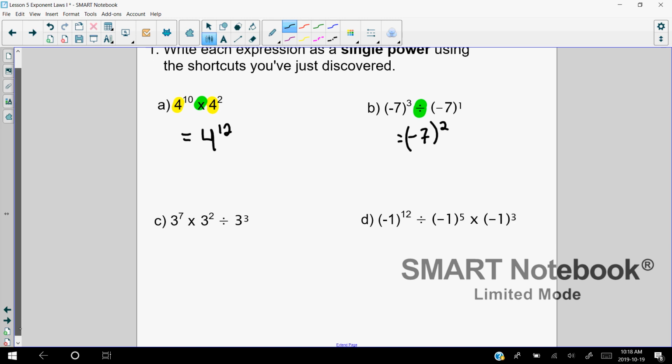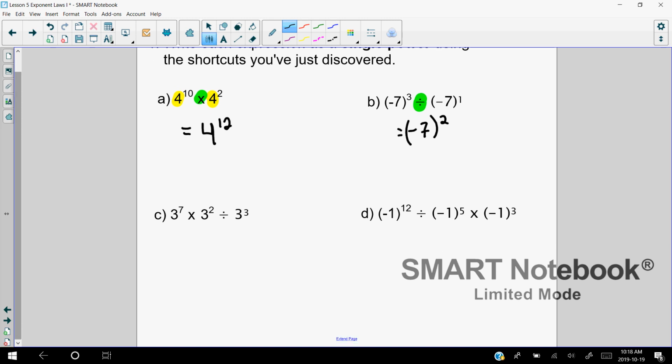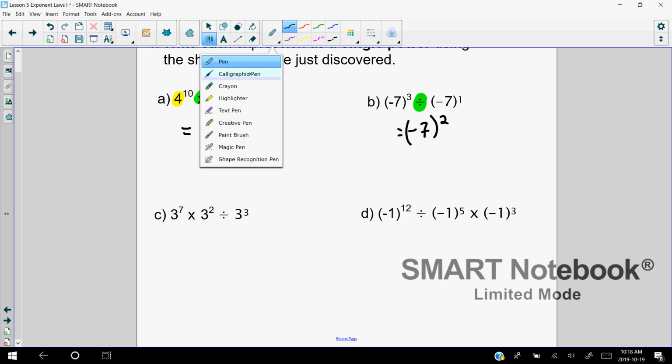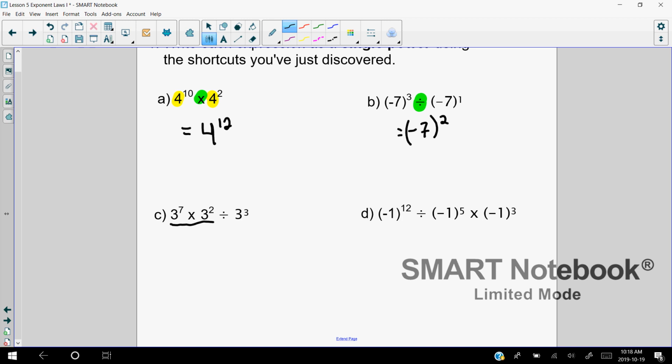All right, now I get to include a couple more. I'm going to focus on the first one first. So I'm going to focus on 3 to the power of 7 times 3 to the 2 first. I notice that that is multiplication, which means I can add the exponents. 7 plus 2 is 9. And then I'm keeping that last step the same. This is division, which means I keep the base the same and subtract the exponents for a final answer of 3 to the power of 6.